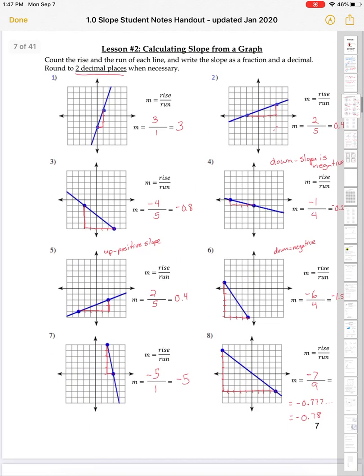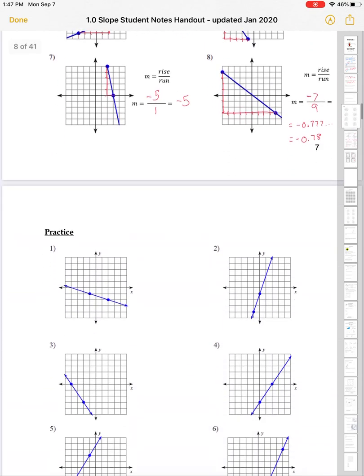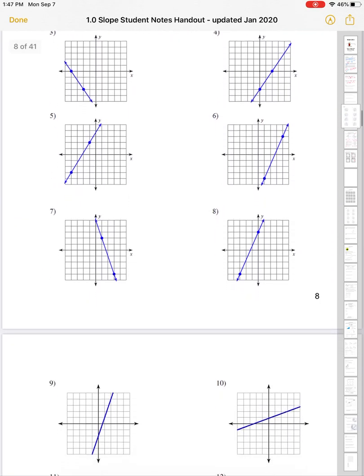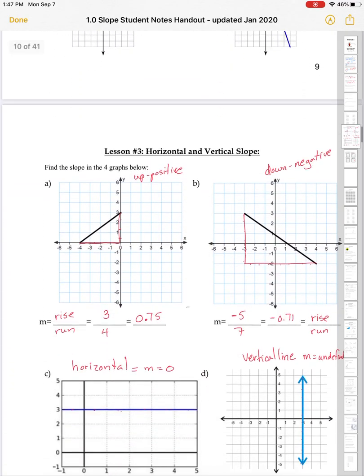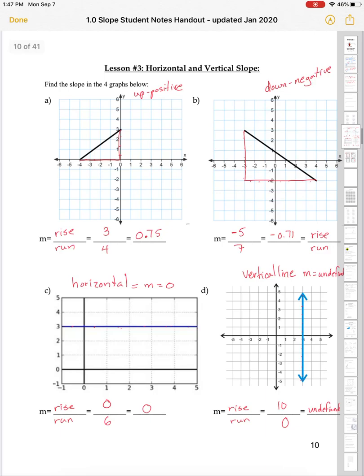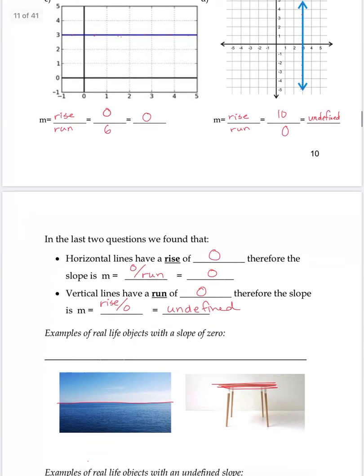So we did some of that. Then yesterday we calculated slopes from graphs. So if we had a line drawn on a graph, we use those points and those blocks to count for a rise and run and calculate our slope. And then we did horizontal and vertical slope. So we can have 4 different kinds of slope. We can have it moving up, which is positive, down, which is negative. We can have a horizontal line where slope equals 0, or we can have a vertical line where slope is undefined.